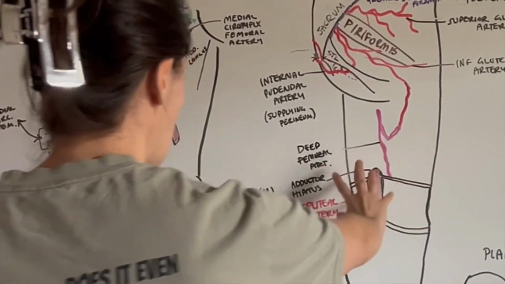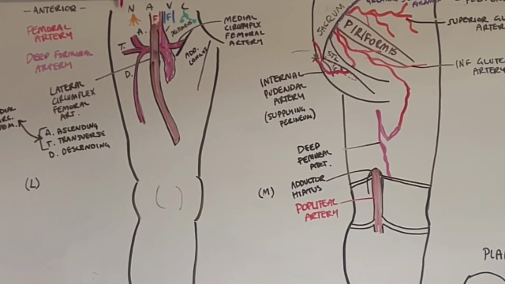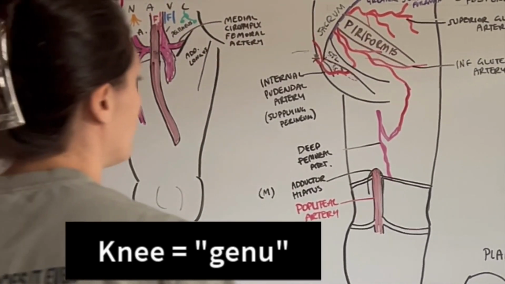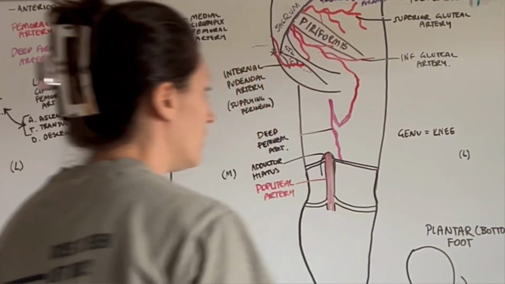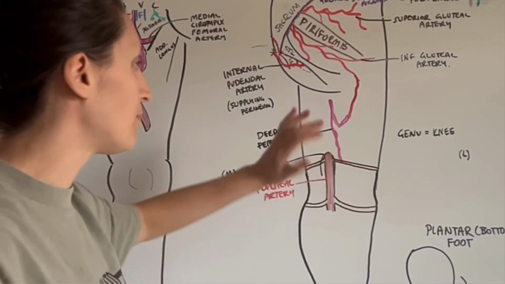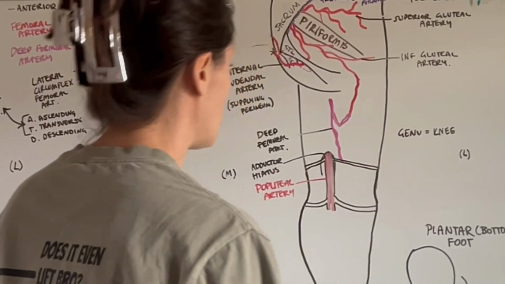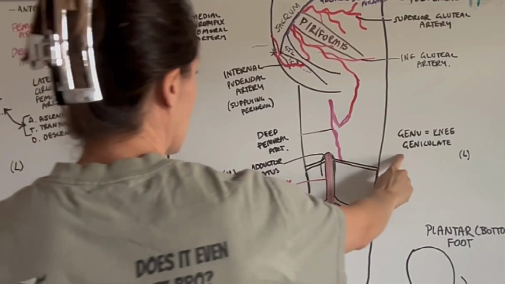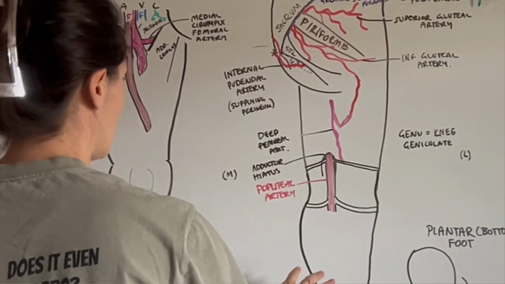So here's our anastomosis around our knee. And our knee is also called genu. Genu is the Latin word for knee. So genu equals knee. So arteries that supply the knee are going to have genu in the name, and they're actually going to be called geniculate arteries. Geniculate will be in the name of every single one of these arteries because they go around the knee.